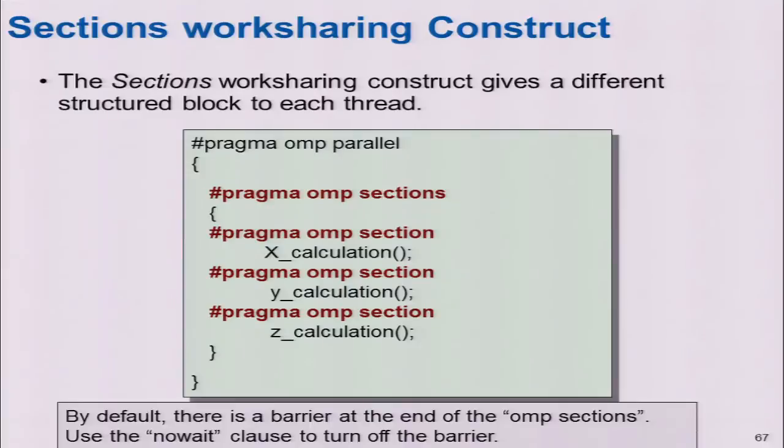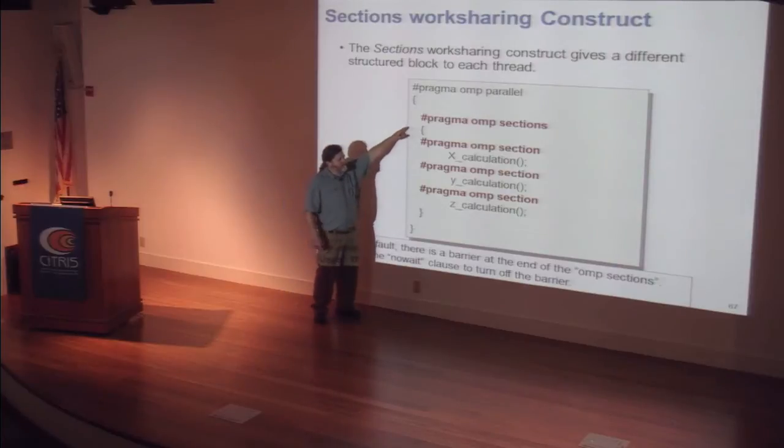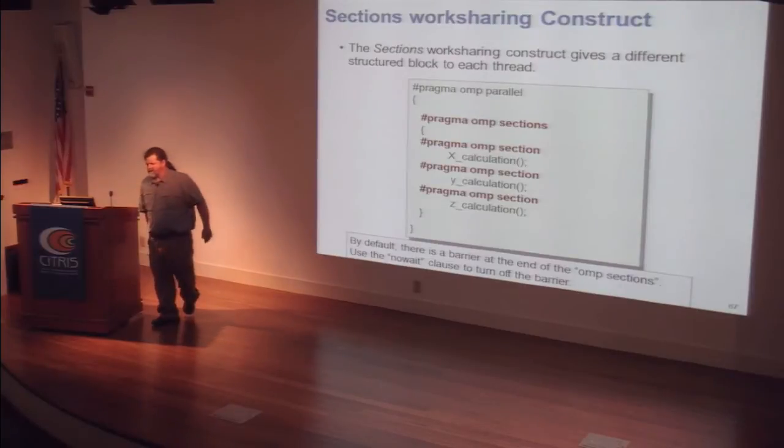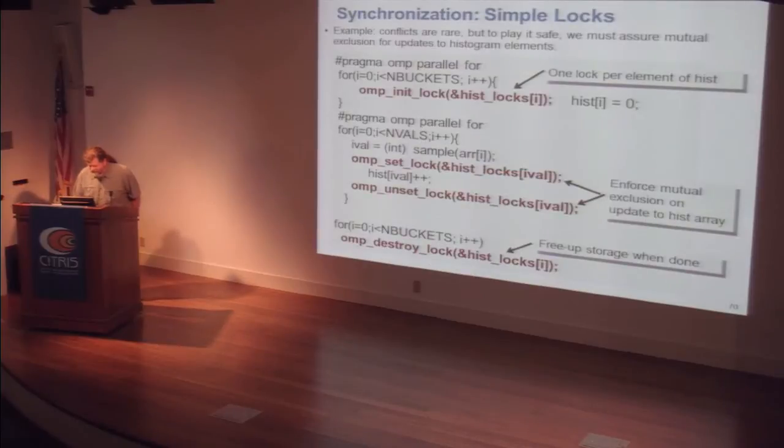So then there's a clause called sections, which basically says, hey, I'm going to have some blocks of code, and I want you to have one thread do each block. So I introduce that by going pragma OMP sections, and then each one of those blocks is a pragma OMP section. So in this case, I have a calculation, a function I want one thread to do called X. I have a function one thread should do called Y. I have a function another thread should do called Z. And of course, each one of those can be in between brackets to make them many statements. All right? So that's enough there.